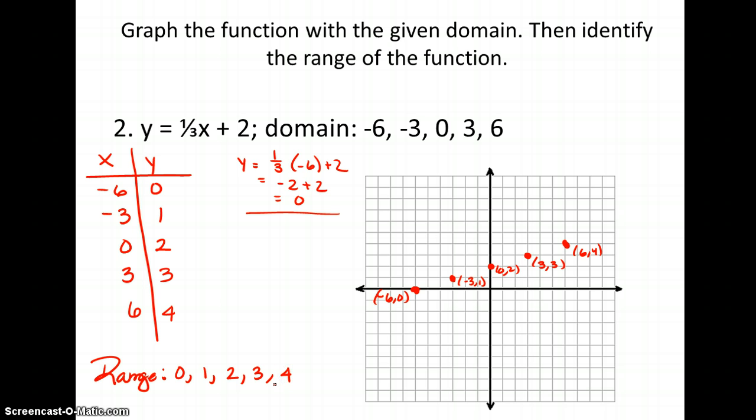You will not connect these dots and draw a line because they have restricted how much they want to see. They only want to see for points -6, -3, 0, 3, and 6. They don't want to know what's going on between the points, nor beyond the points. So you will not fill in this line. This is what's called a discrete function.